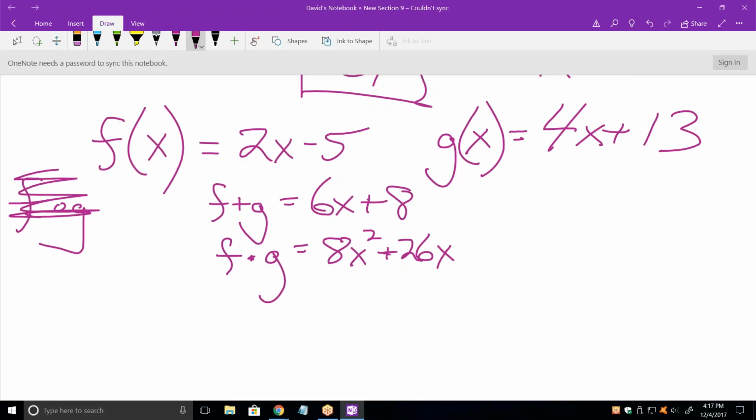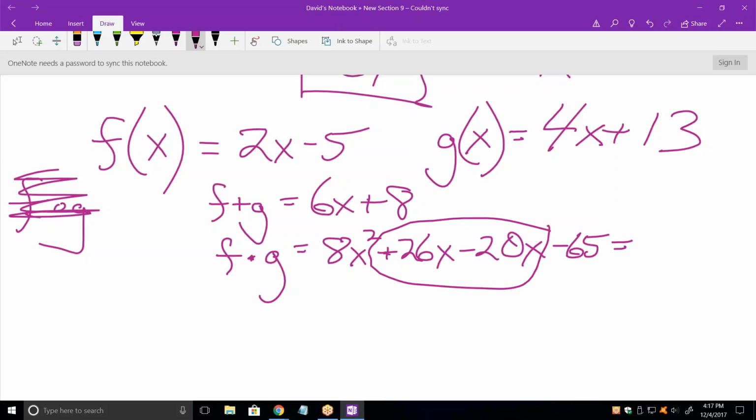What's the next term? Minus 20x. And then minus 65. Okay, let's simplify that. You can almost always combine those two middle terms. You can almost never find any more x squareds or any more numbers. But the two middle terms always combine. That's my double smiley faces. That's the inside and the outside that produces our middle term.